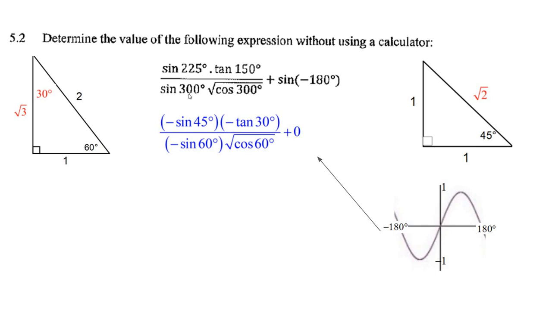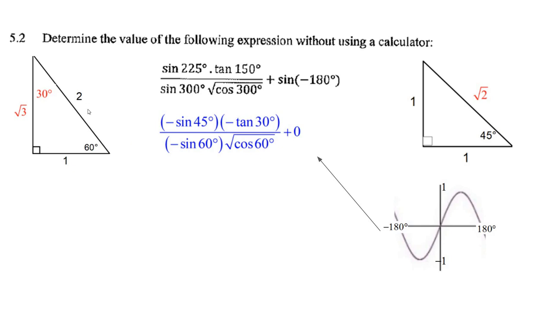The sine of 300, it's 60 degrees short of 360. There's 360. 60 degrees short, that's the fourth quadrant. And sine is negative there, so it's minus the sine of 60. The last one, the cosine of 300, is really 60 degrees short of 360 as well. That's the cos of 60.